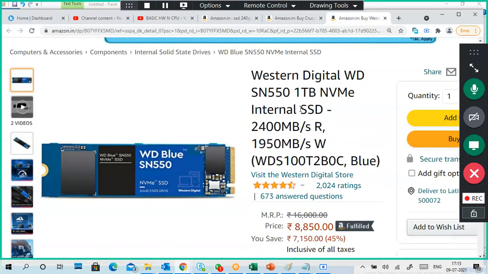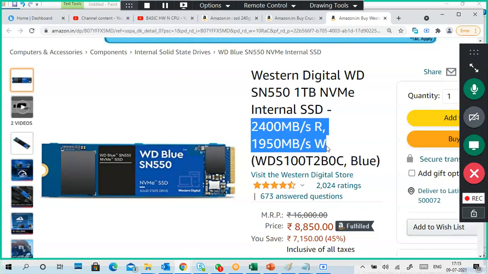Guys, understand, don't get cheated by the SSD name and all that kind of stuff. Okay, so NVMe, this is the read and write speed.